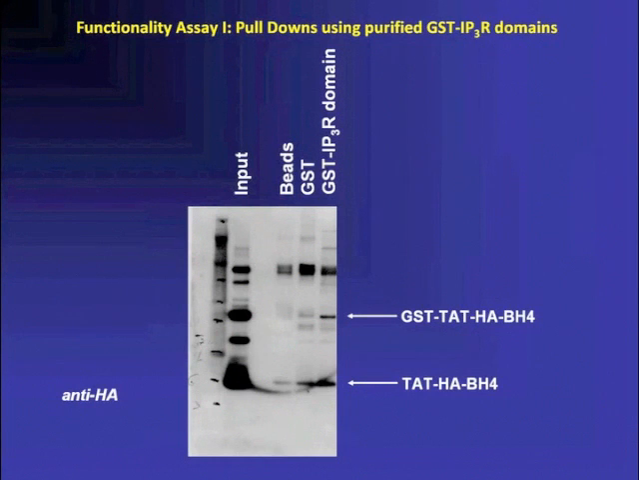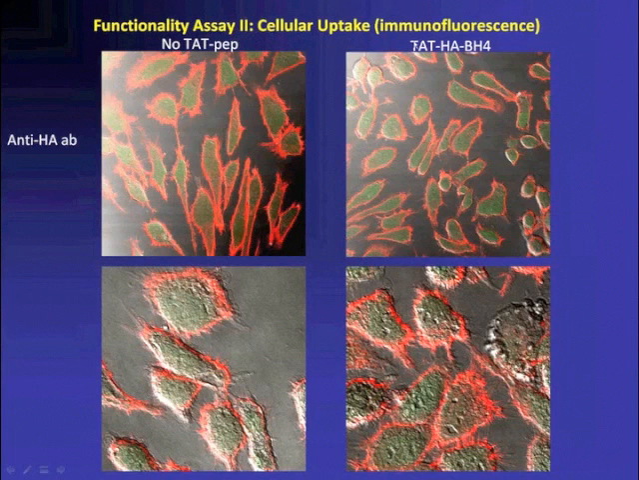Unfortunately, you notice that we used the TAT, and this TAT we used to promote cell entry. And unfortunately, that does not work. So the cellular uptake of the TAT HA BH4 we have here stained with an anti-HA antibody and then with a secondary antibody labeled with FITC. And the red that you see is phalloidin Texas Red, which stains the actin fibers. So it really gives you a very nice view. The red is the surrounding of the cell, and the green is the peptide, but we didn't really see a difference between the no-TAT peptide control treated cells and the TAT HA BH4.